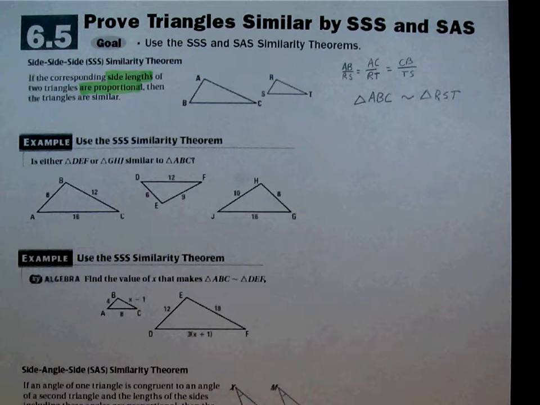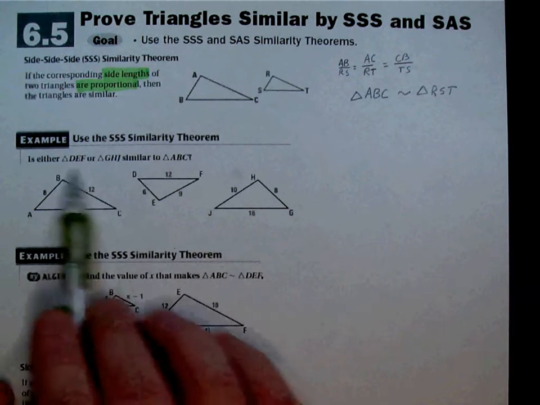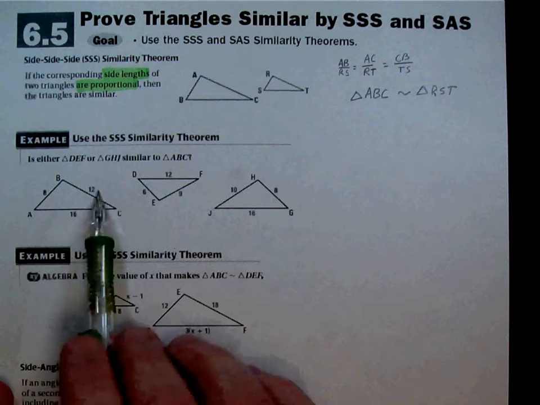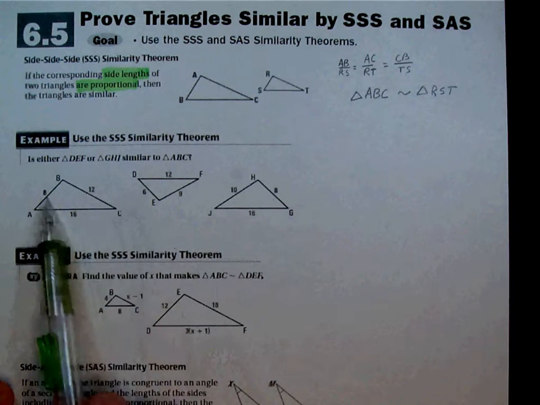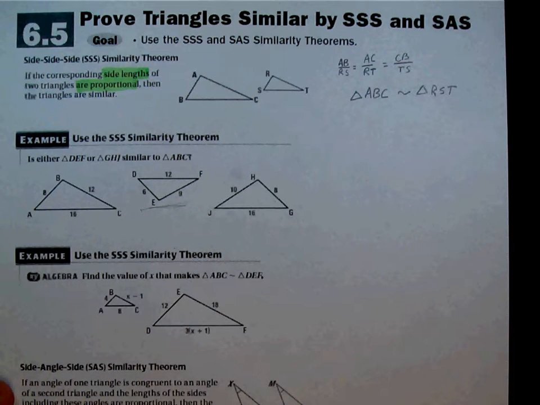So that's what we're going to try to do. So we're going to look at this picture down here, below it. It gives us three triangles, but it's asking if either of the second ones are similar to the first. So we're going to look at the first, the 8, the 16, and the 12, or 8, 12, 16. We're going to see if it's proportional to either of these others. So let's check it. Let's compare it to DEF first.